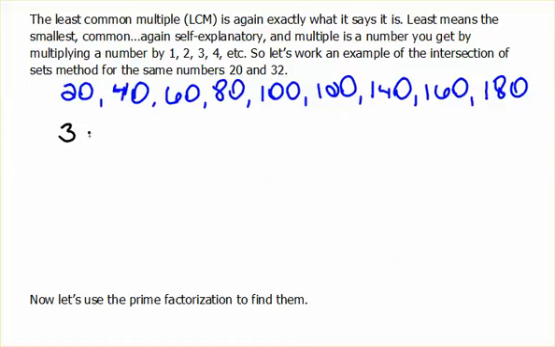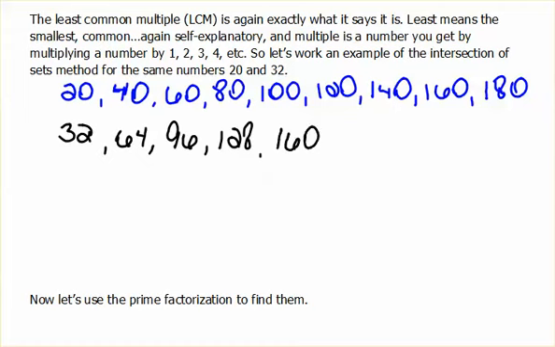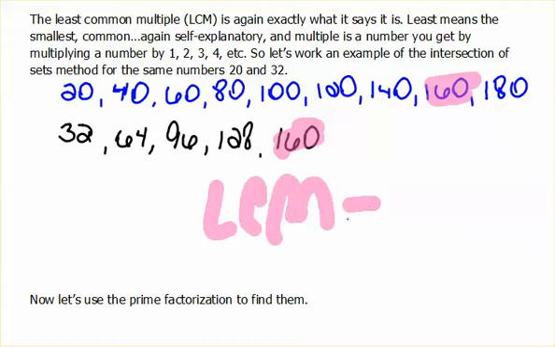So 32 times 1 is 32. 32 times 2 is 64. 32 times 3 would be 96. 32 times 4 would be 128. 32 times 5 would be 160. Ding, ding, ding! We have something in common. This is the smallest multiple that they have in common. So therefore our LCM is going to equal 160.